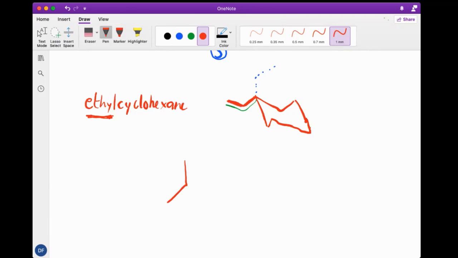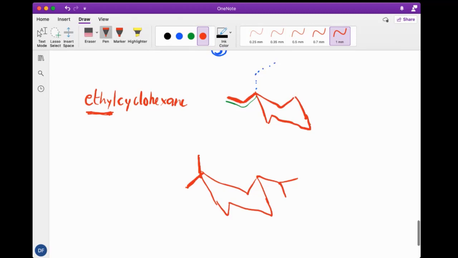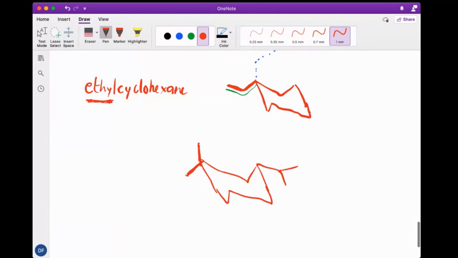Next one will be this. I'll draw the chair first. Alright, so this dimethyl right here, since there's two substituents, one will be axial, one will be equatorial. Since they're identical, it doesn't really matter. However, this isopropyl group is more bulky, so it will be in the equatorial position, so it'll point downwards on this side.